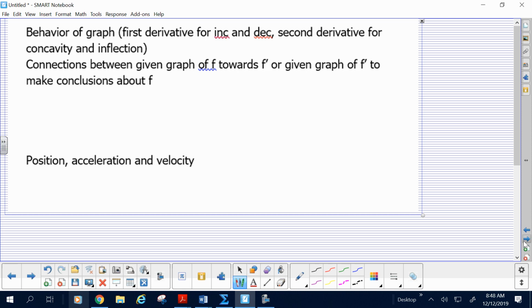Behavior of graph, connections between the graphs. Let's go here. F and F prime. Where F is increasing, F prime must be positive. Now that's used in lots of levels. It could be used in an equation, in a graph, or in a table. Remember the rule of 4.